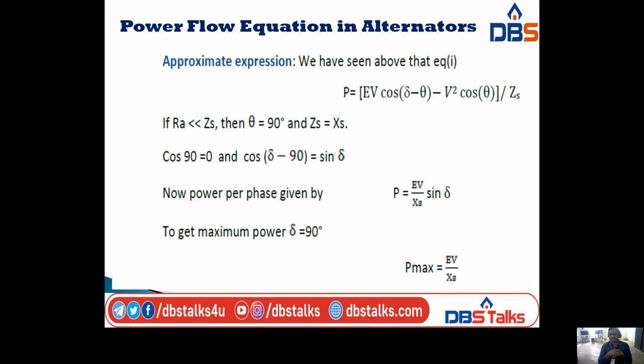To get the maximum power, substitute delta is equal to 90 degrees in the previous equation. We have P maximum is equal to EV by Xs into sine 90. From the trigonometric functions, sine 90 is equal to 1. So finally we have the maximum power P maximum is equal to EV by Xs. This is the expression for the maximum power output.